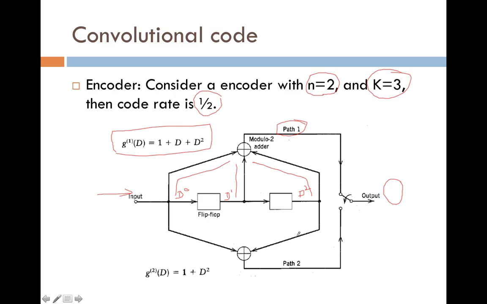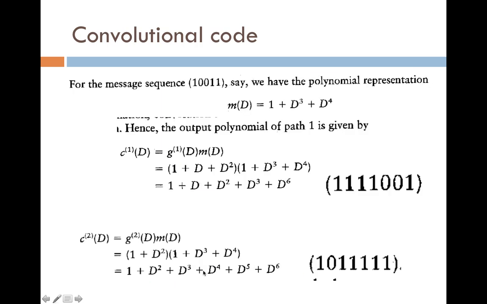At the same time, for path 2, there is a connection before the first flip-flop and after the second flip-flop, and no connection after the first flip-flop. Hence the coefficient of d power 0 is 1, the coefficient of d power 1 is 0, and the coefficient of d square is 1. So the generator polynomial of the second path is 1 plus d square. Now we are going to see how the output is determined.